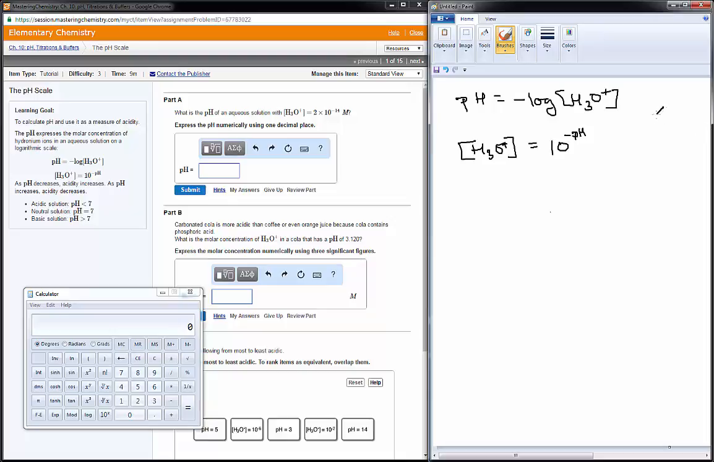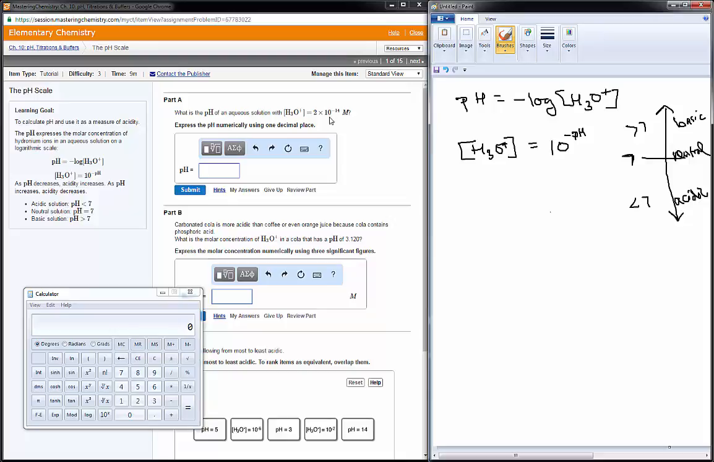For the pH scale, we see it goes, generally speaking, from 1 to 14, although it can go a little bit less than 1, a little bit more than 14. But for the moment, we're going to say from about 1 to 14. At 7 is neutral. If we're less than 7, we're acidic. If we're greater than 7, we are basic.